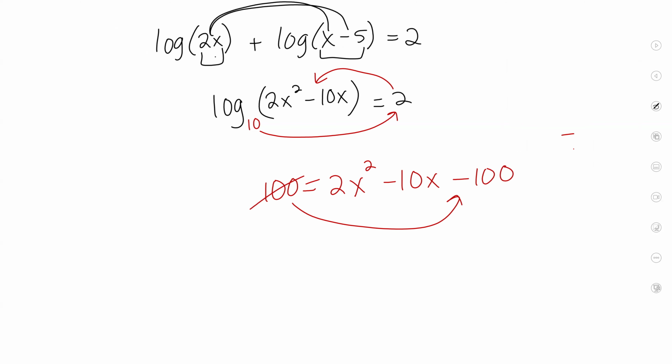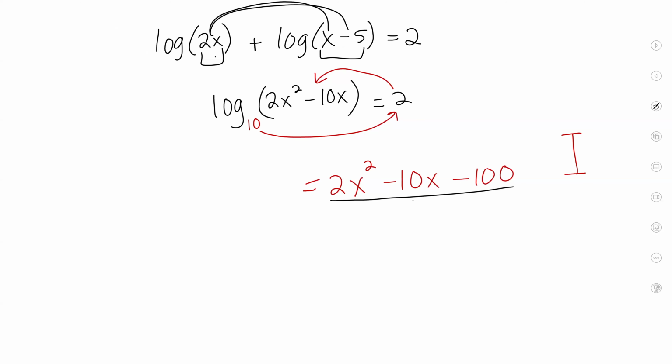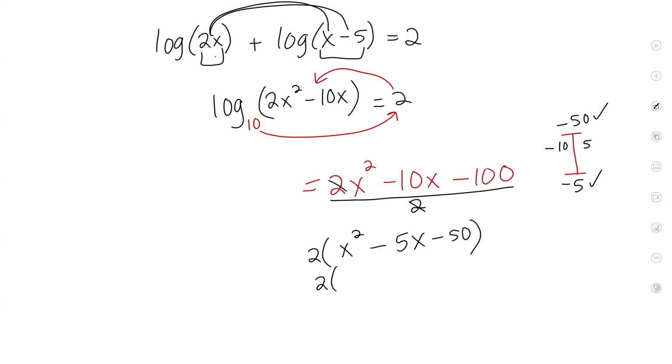Now I can factor. But before I do that, guys, can I divide by anything? No. Yep, divide by 2's. So this becomes x squared. 10 divided by 2 is 5. 100 divided by 2, that's 50. So I want two numbers that multiply to negative 50, but add to negative 5. That's negative 10 and 5. Negative 10 times 5 is negative 50, and if you add them, you get negative 5. So my factors are 2 times x minus 10 times x plus 5.